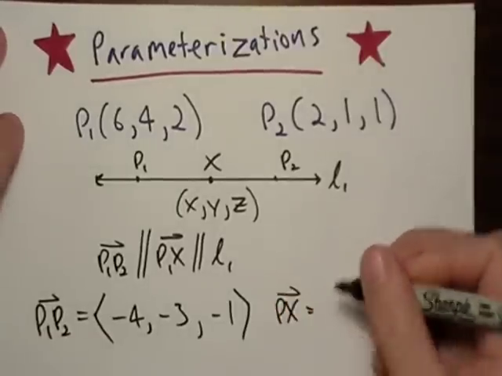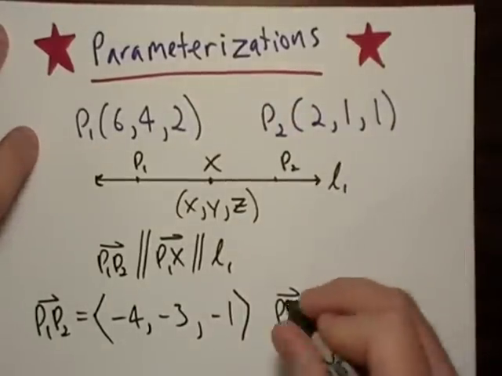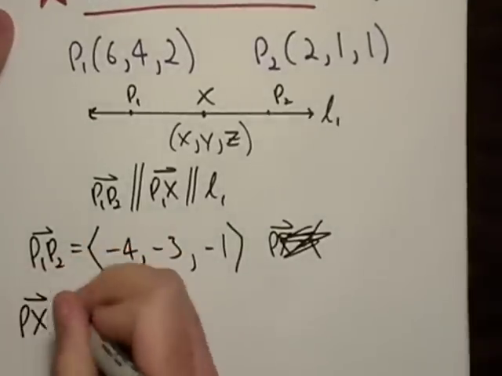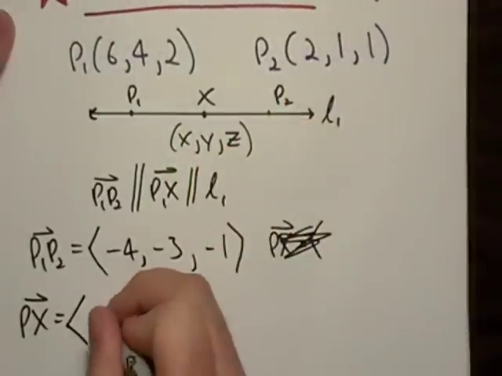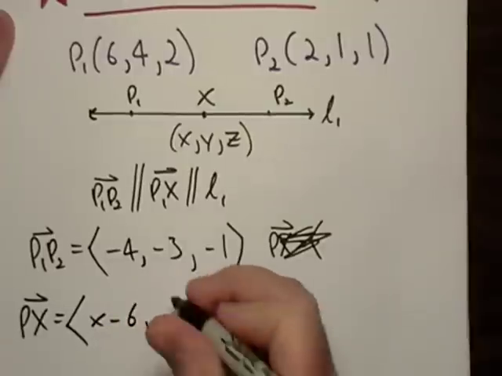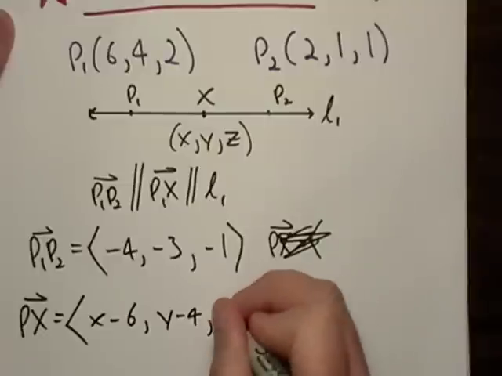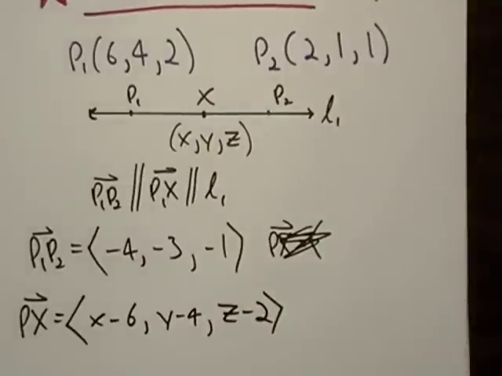P1X is equal to x minus 6. Actually, let me write it down here because I think I'm going to run out of room down there. So that's x minus 6, y minus 4, z minus 2.